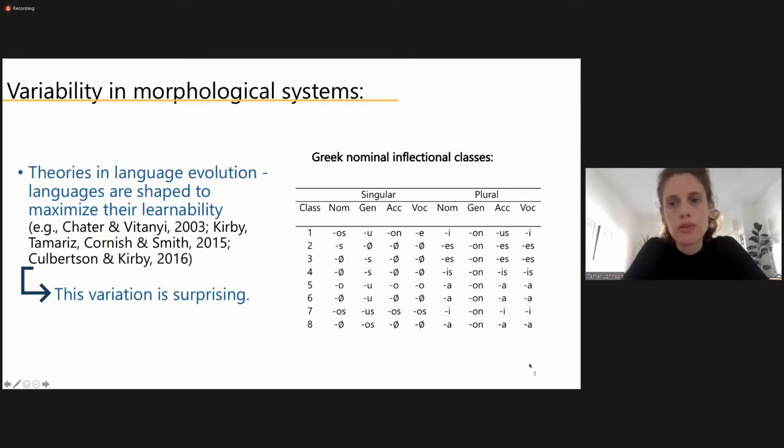And theories in language evolution suggest languages are shaped to maximize their learnability. This is a process that happens when language is passed from person to person, and this includes learning. Under this assumption, the variation that we see in natural languages is very surprising, especially inflectional paradigms like in modern Greek, which is very large in noun classes and cases.